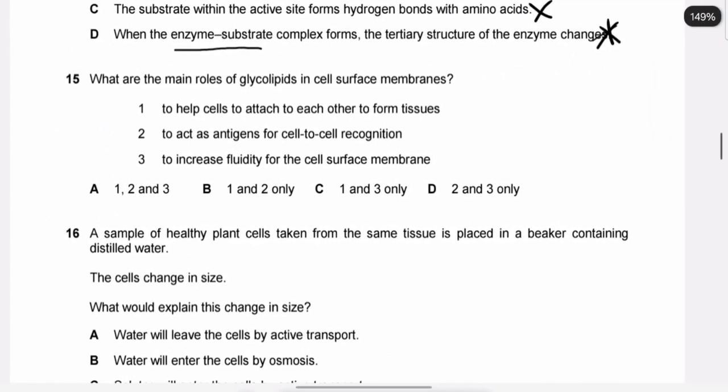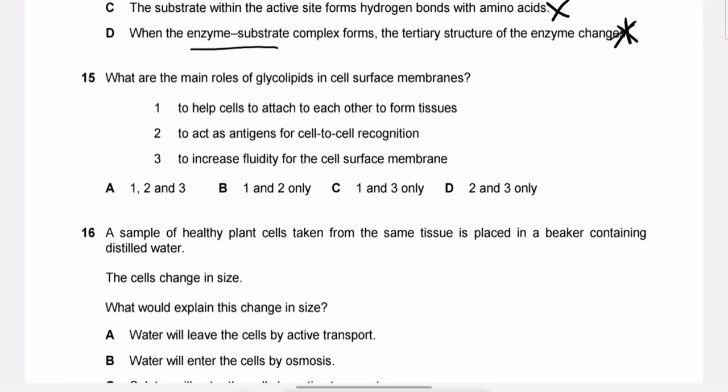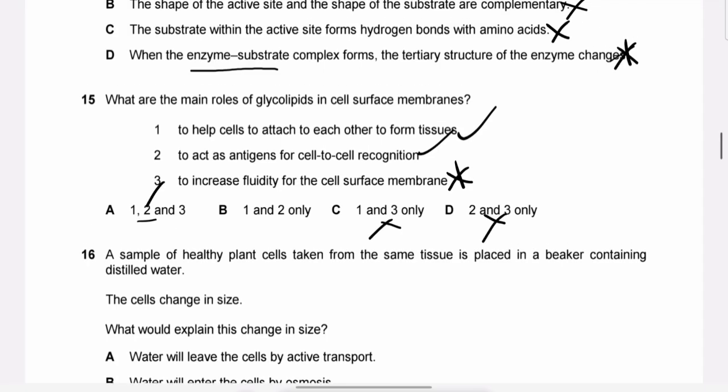Now moving straight on to 15, saying what are the main roles of glycolipids in cell surface membranes? Then first one is to help cells to attach to each other to form tissues. 1 is correct. Glycolipids do help cells to attach to each other. Then 2, to act as antigens for cell-to-cell recognition. 2 is also correct. Now for 3, to increase fluidity of the cell surface membrane. We know that that's the work of cholesterol and phospholipids, so then 3 is wrong. So we have 3 here, 3 here, and 3 here. So then B is our answer.